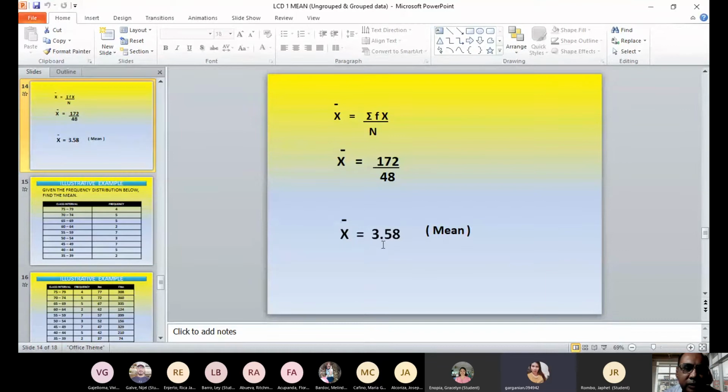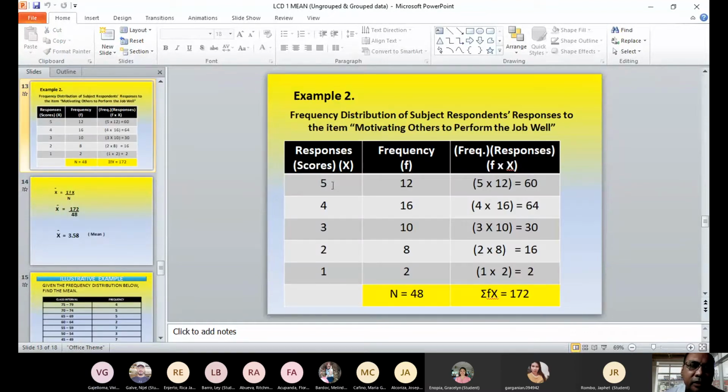Okay. In our 3.58, take note. So you should know how to construct your classes. I-construct nyo ang classes, meaning the range. So, your basis is your 5, 4, 3, 2, 1.